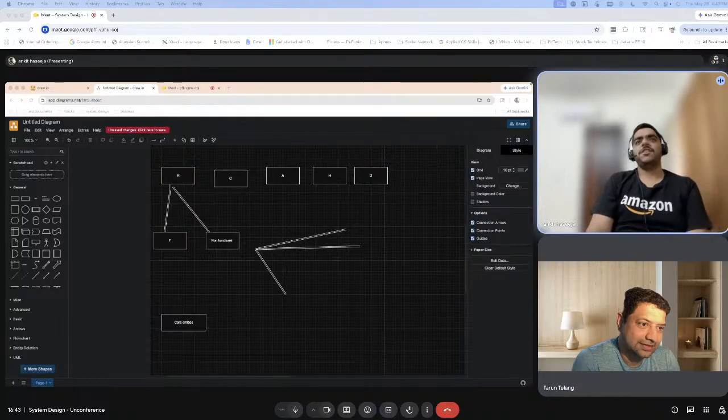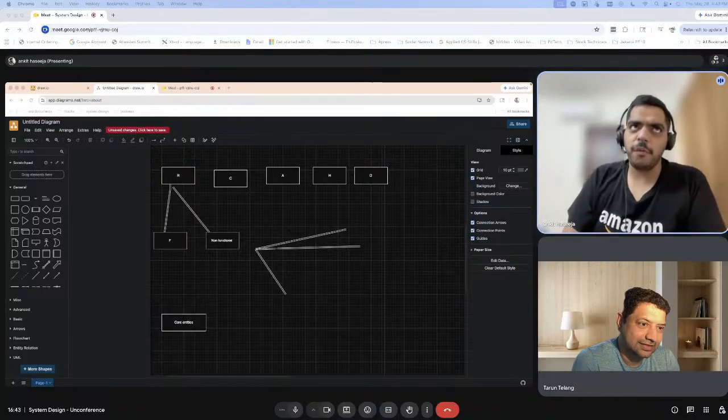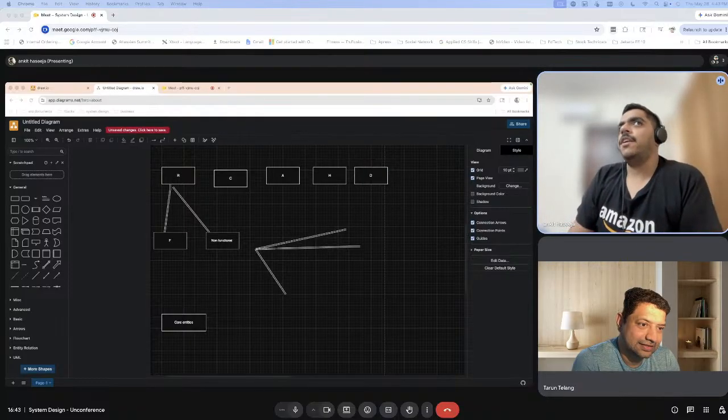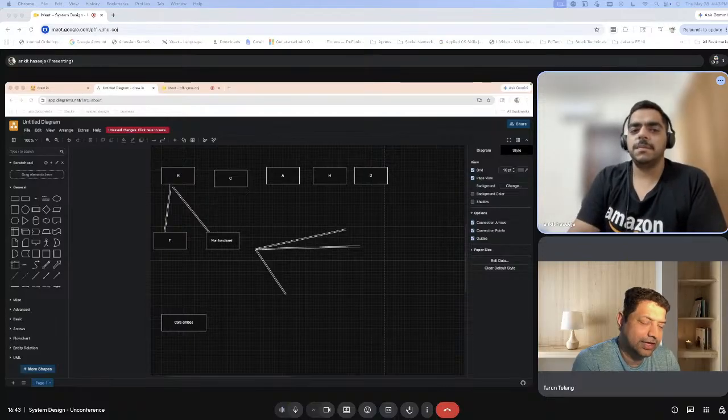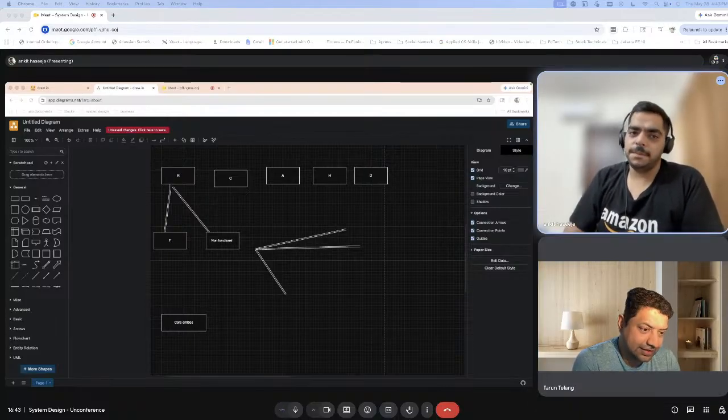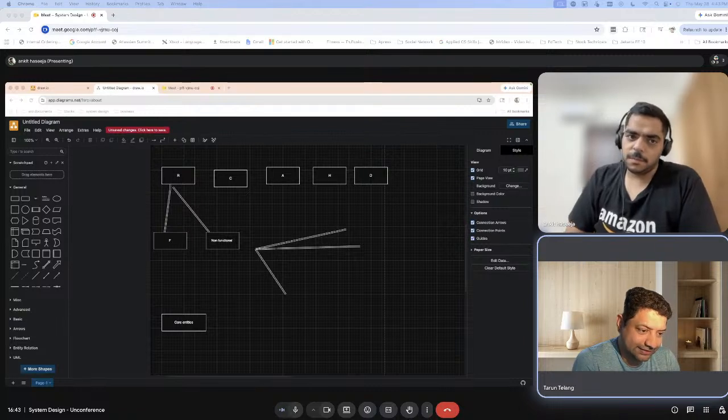For this deduplication, URL hashing or Bloom filters can be used. That's what I can think of. Okay, tell me, what are Bloom filters?